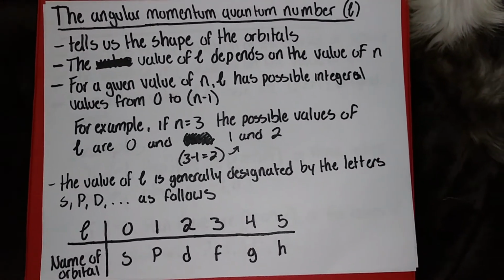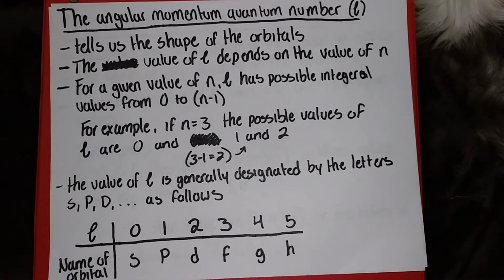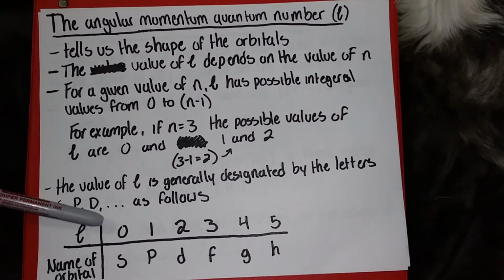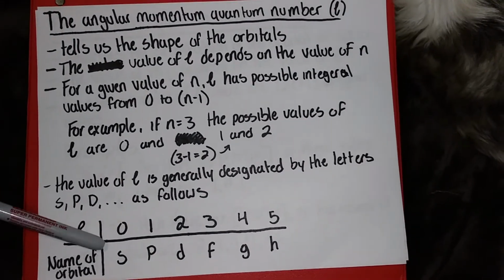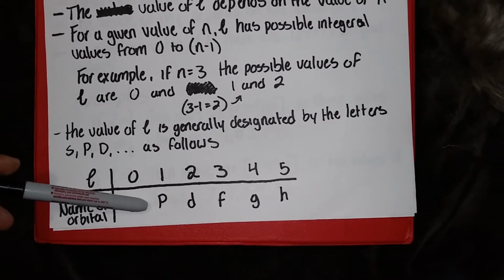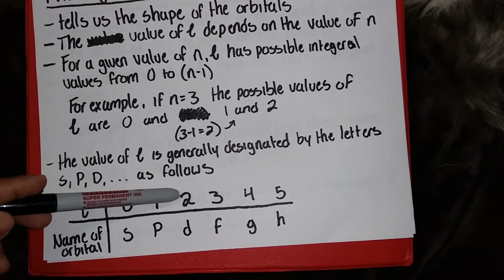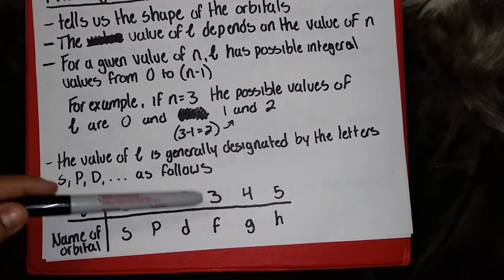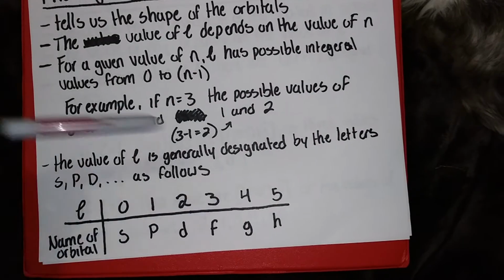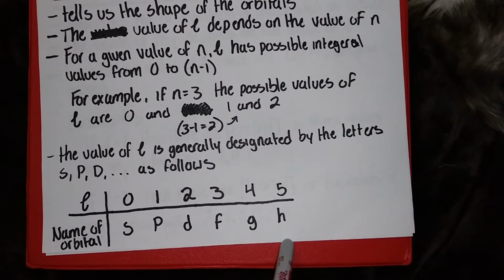The value of l is generally designated by the letters s, p, d, and so on, as follows. If the value of l is 0, then the name of the orbital is s. If the value of l is 1, the name of the orbital is p. If the value of l is 2, the name of the orbital is d. If the value of l is 3, the name of the orbital is f. If the value of l is 4, then the name of the orbital is g. If the value of l is 5, the name of the orbital is h.